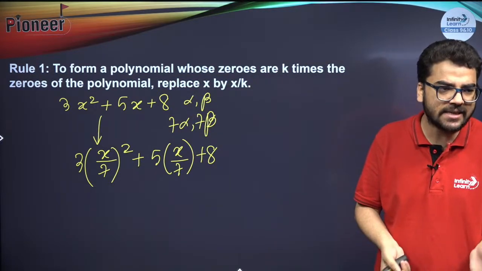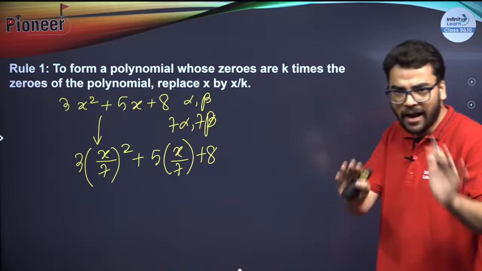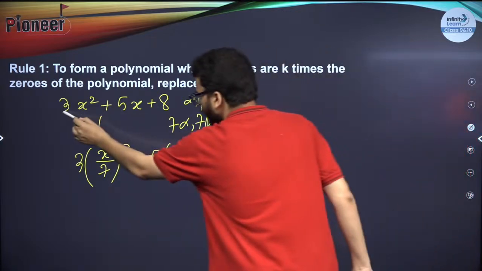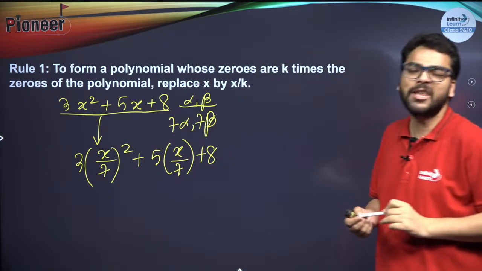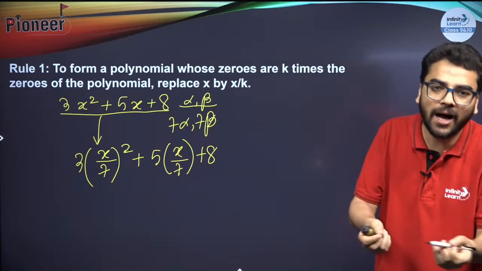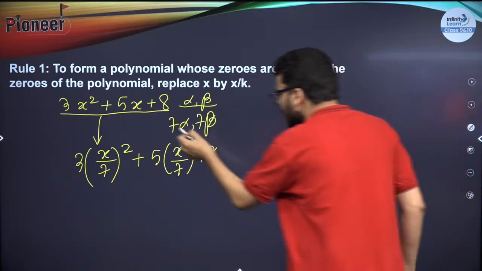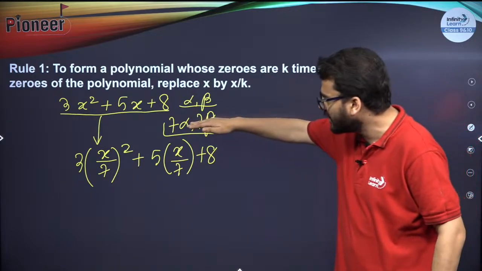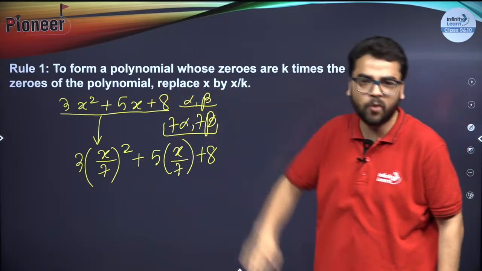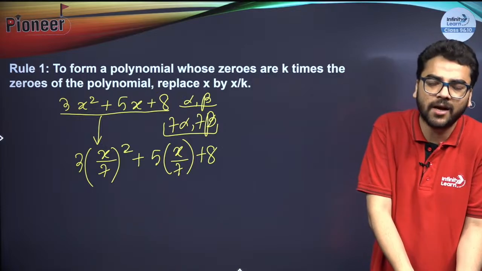This is a question, Sajjad. See, understand the question. Suppose a polynomial is given to you whose zeros are alpha and beta. Now the question is, find a polynomial whose zeros are 7 alpha, 7 beta. Got it? Whose zeros are 7 times the zeros of the actual polynomial. So how can you find that polynomial?